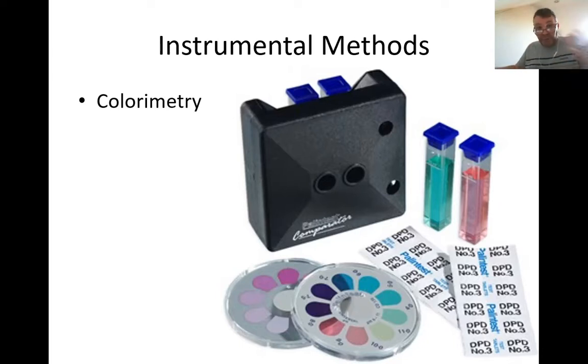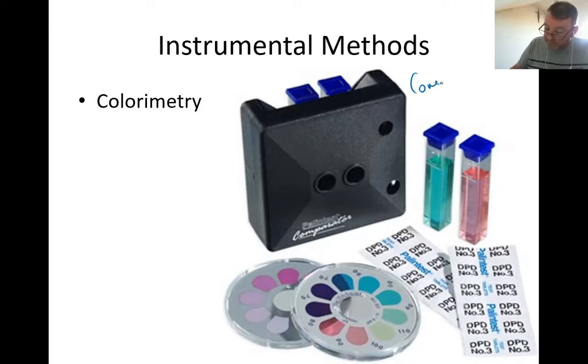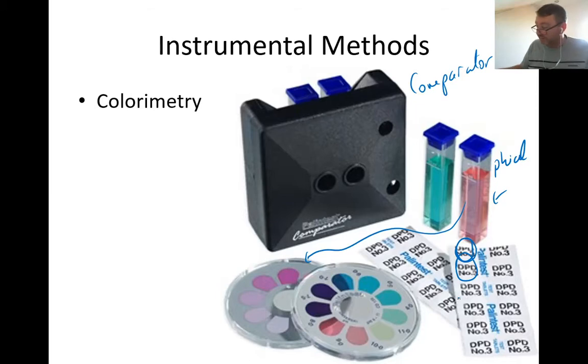Now, we call the process colorimetry, and we call the object the comparator. You can see it down there in handwriting, the comparator, which compares, that's where the name comes from. It compares the colour of purple that you get in the little vial to the colour of purple that is on the disc. So that colour is matched up to the disc through the addition of what we call DPD tablets.